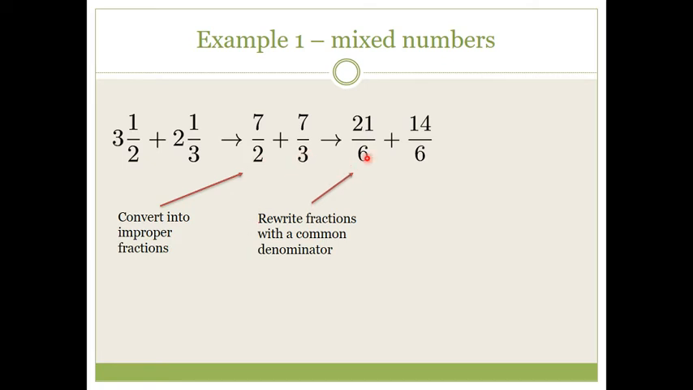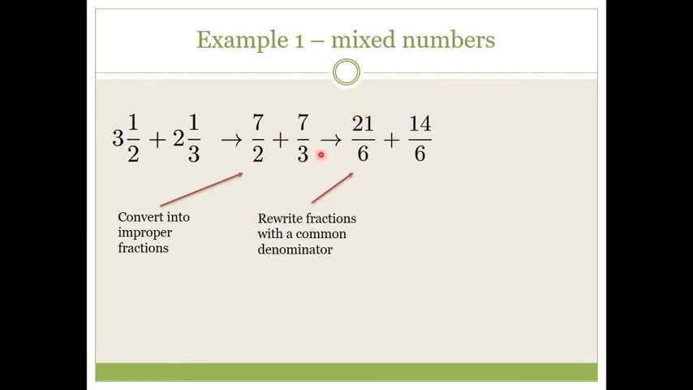Alright, so let's take a look at the first fraction. I said that 7 halves was equivalent to 21 over 6. The reason why is because 2 times 3 is 6, and whatever you multiply the denominator by, you have to multiply the numerator by, so 7 times 3 is 21. So 21 over 6 is equivalent to 7 over 2. And equivalent is just another fancy word for meaning the same as, or equal to.